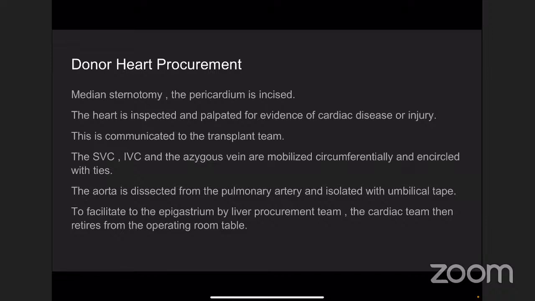Now, donor heart procurement starts with a median sternotomy. The pericardium is incised. The heart is inspected and palpated for any evidence of cardiac disease or injury, and the findings are communicated to the transplant team. The superior vena cava, inferior vena cava, and azygous vein are mobilized circumferentially and encircled with ties. The aorta is dissected from the pulmonary artery and isolated with tape to facilitate access by the liver procurement team. The cardiac team then retires from the operating room table.